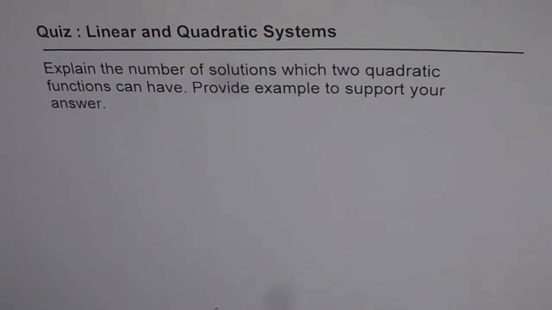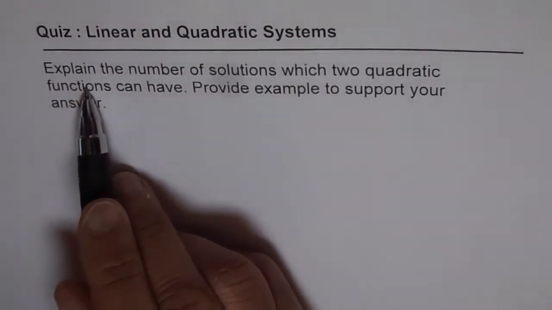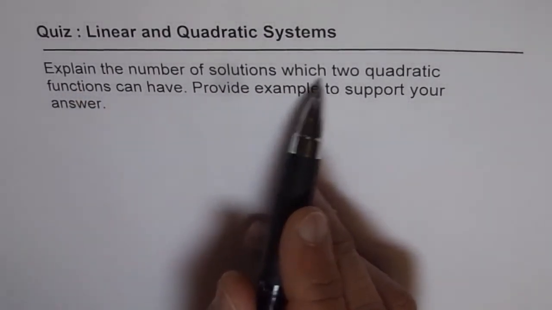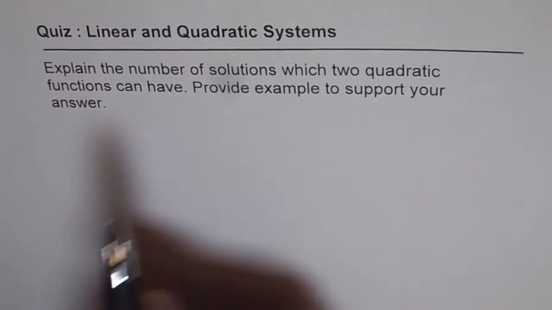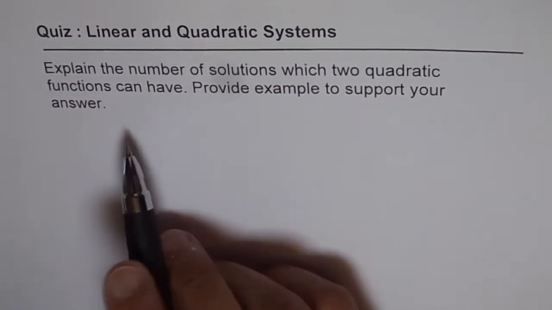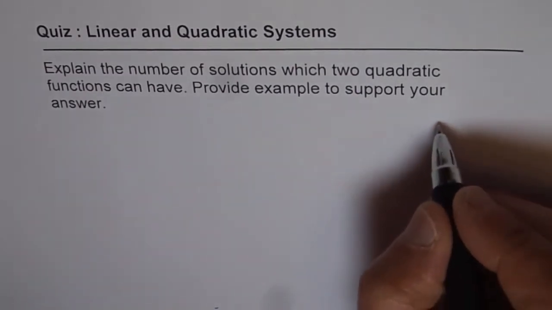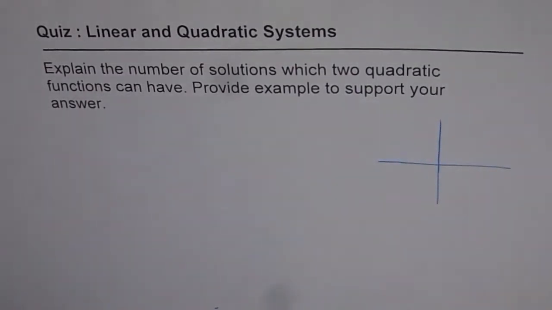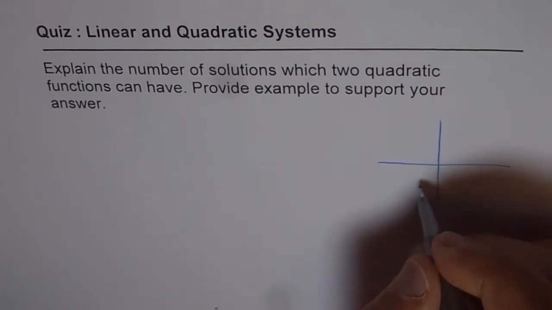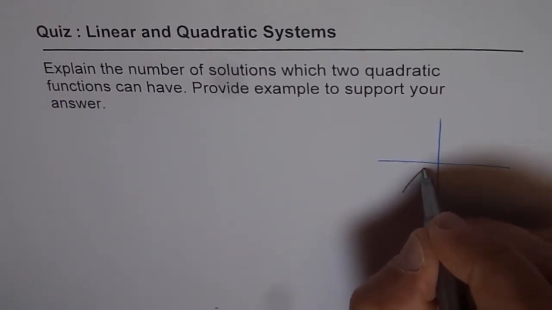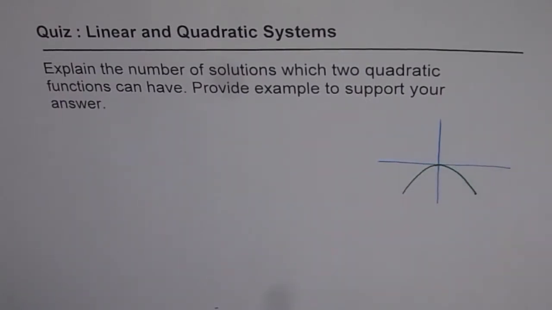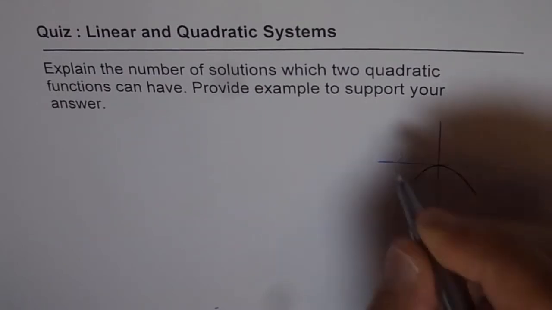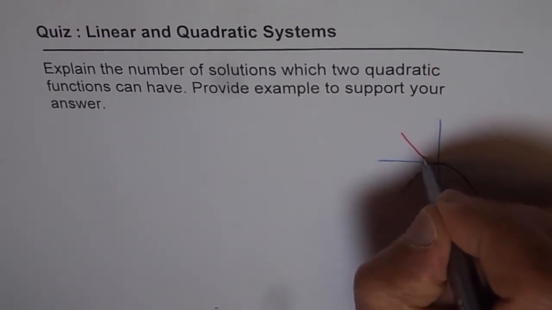Let's read the question once again. Explain the number of solutions which two quadratic functions can have. Provide an example to support your answer. So let's consider two quadratic functions and see how many different ways they can intersect. When you're saying solutions, that means how do they intersect. So let's take one example like this. Let's say this is one quadratic function, and then we have another quadratic function which is kind of like this.